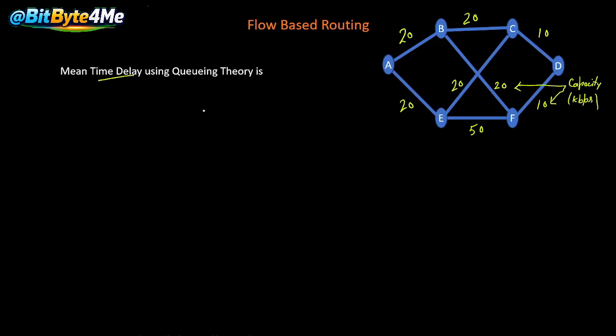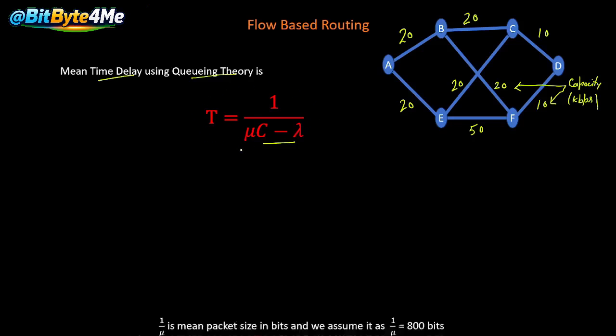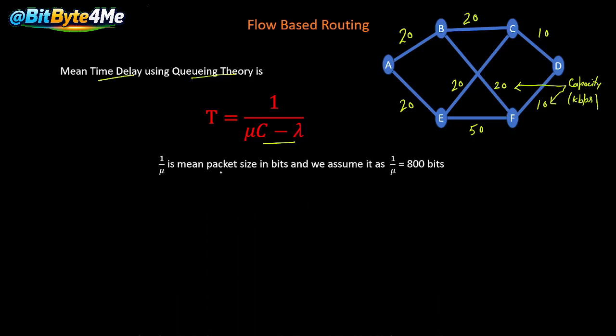The formula for calculation of time delay, using queuing theory, is T = 1 over (mu C minus lambda). So this is the time delay calculation formula. Here 1 over mu means the packet size in bits. We take 1 over mu as 800 bits, which means we assume that the packet is of 800 bits.